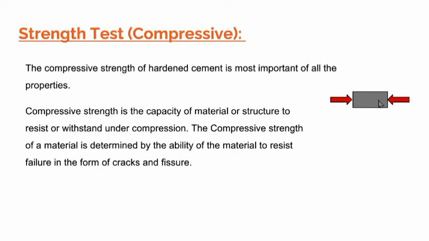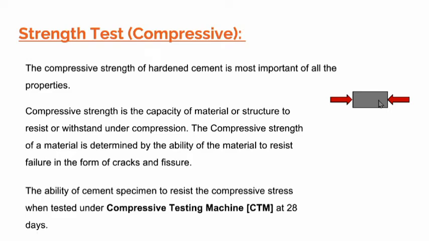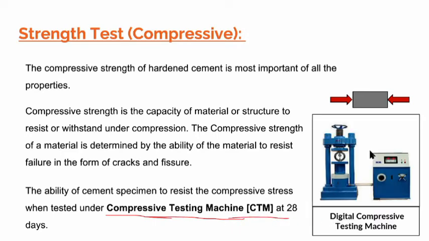The strength of the material is determined by the ability of the material to resist such forces. There should not be any cracks or fissure in the material. The machine that is used for the compressive strength test is the compressive testing machine. This here is the picture of a digital compressive testing machine.